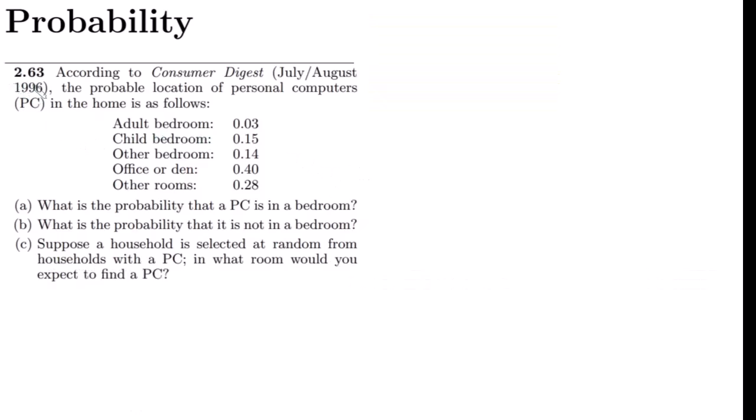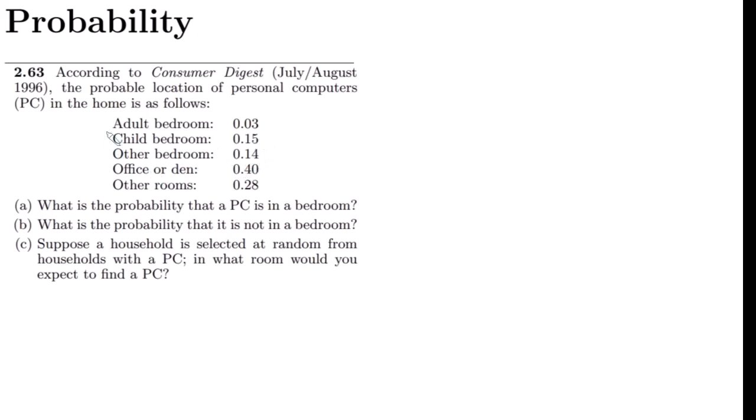Hello guys, I hope all of you are fine. This is question 2.63, and the statement is: according to Consumer Digest, July and August 1996, the probable location of personal computers in the home is as follows. These are some probable locations in a home, and the probability of the PC being in adult bedrooms is 0.03, in a child bedroom it is 0.15, and in other bedrooms it is 0.14.